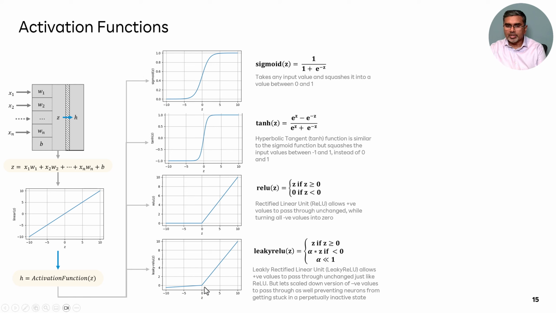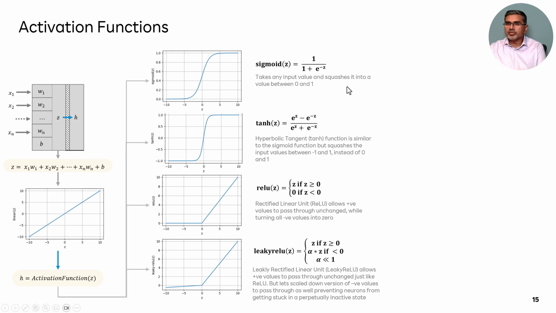But on the negative, what it does is that it passes a very small suppressed value of the negative value, right? So you take the value of Z, multiply it with an extremely small number, something like 0.001 or something like that, and pass that. So if you look at it, a small portion of the negative values are also passed through. So you don't permanently kill a neuron or an edge, as you call it, in your neural network. That's the purpose of a leaky ReLU.